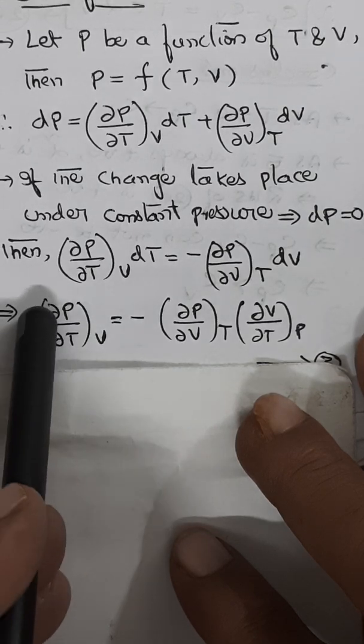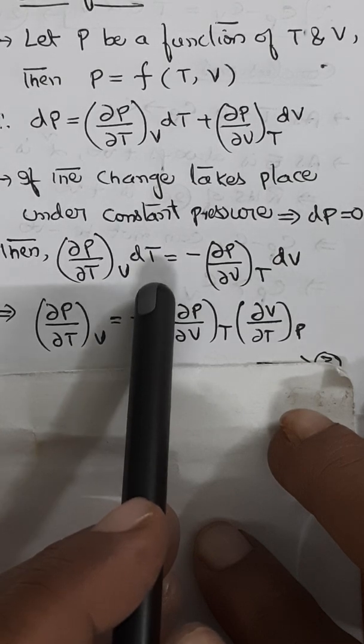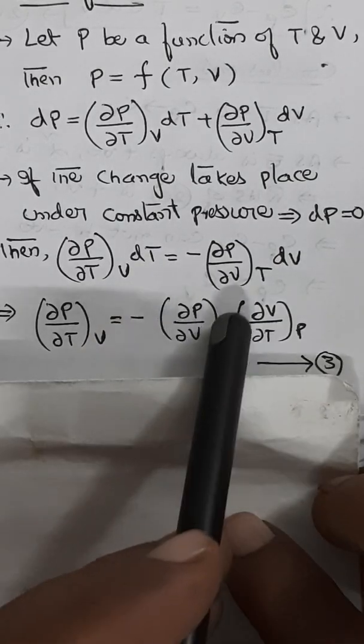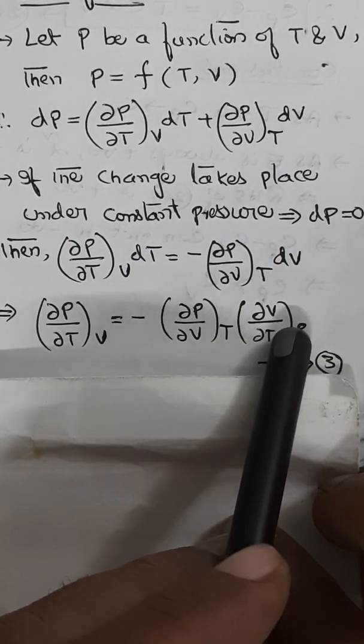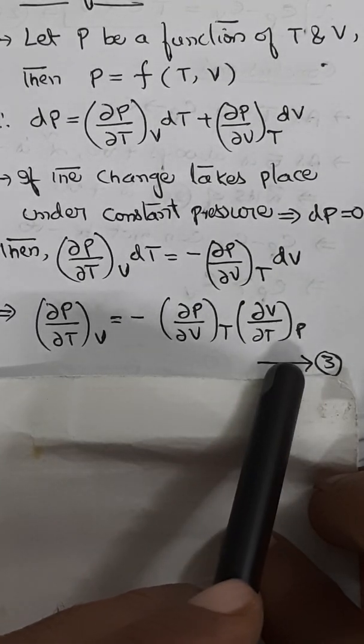Then you can write this as ∂P/∂T at V equal to minus (∂P/∂V at T) into (∂V/∂T at P). In this way you can write it. This is equation, call it as 3.